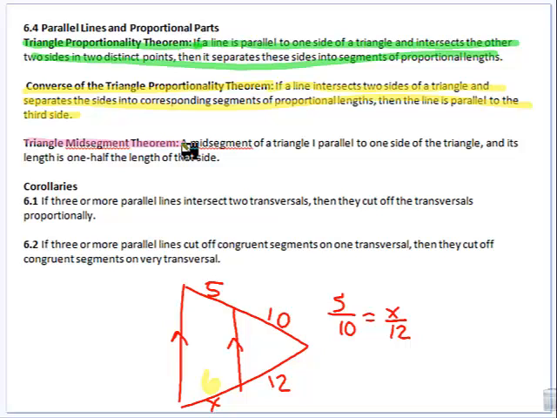Okay, what do you think the word mid-segment is going to mean? In the middle, right? It's going to have something to do with the middle. So a mid-segment of a triangle is parallel to one side of the triangle, and its length is half the length of that side. Okay, so the mid-segment part means in the middle.